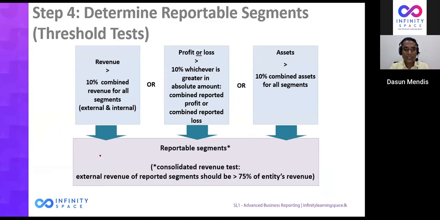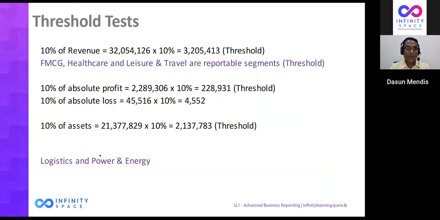So let's look at this with the numbers in this question. First, the individual tests. For the revenue test, you take the total external revenue, 32 million, and out of that you take 10%. So 10% of 32 million is 3,205,430. This is my threshold as per the individual revenue test. Here you take only the external revenue. If any aggregated operating segment is above this threshold, that segment becomes a reportable segment.